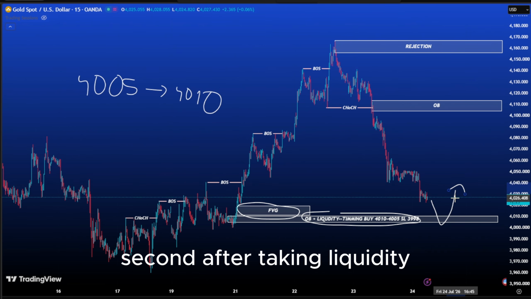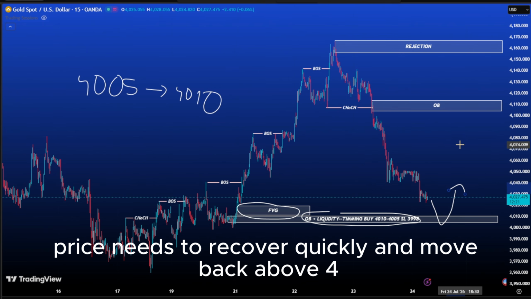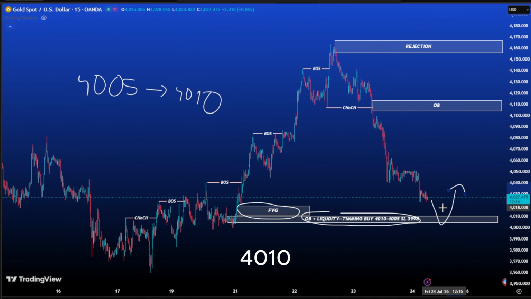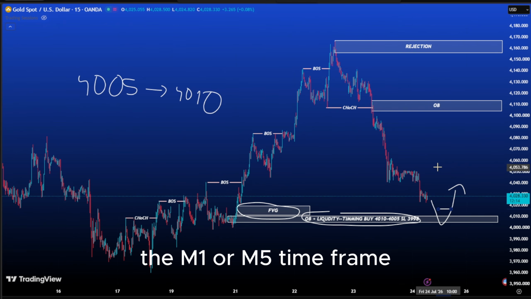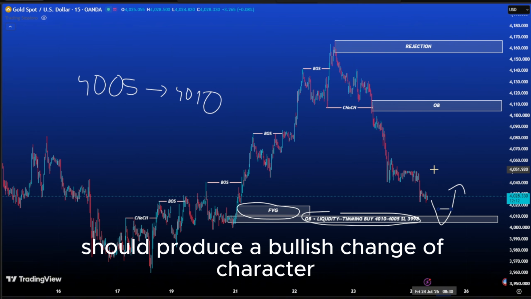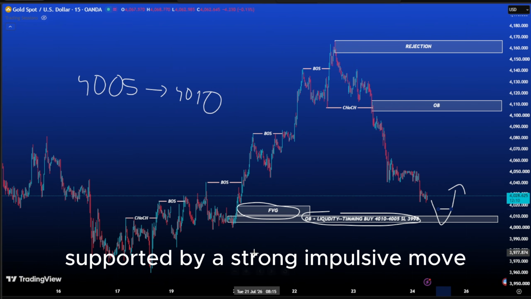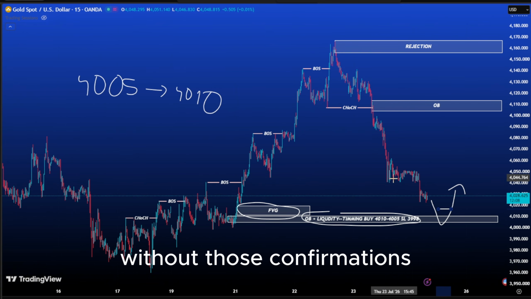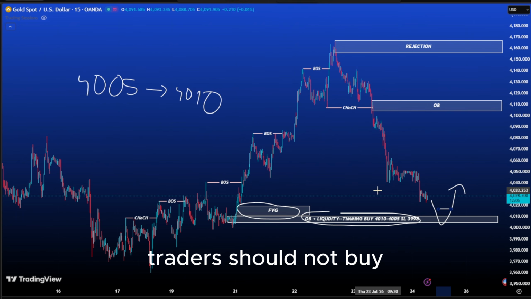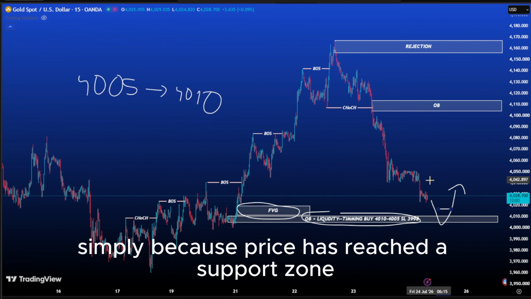Second, after taking liquidity, price needs to recover quickly and move back above 4010. Third, the M1 or M5 timeframe should produce a bullish change of character supported by a strong impulsive move. Without those confirmations, traders should not buy simply because price has reached a support zone.